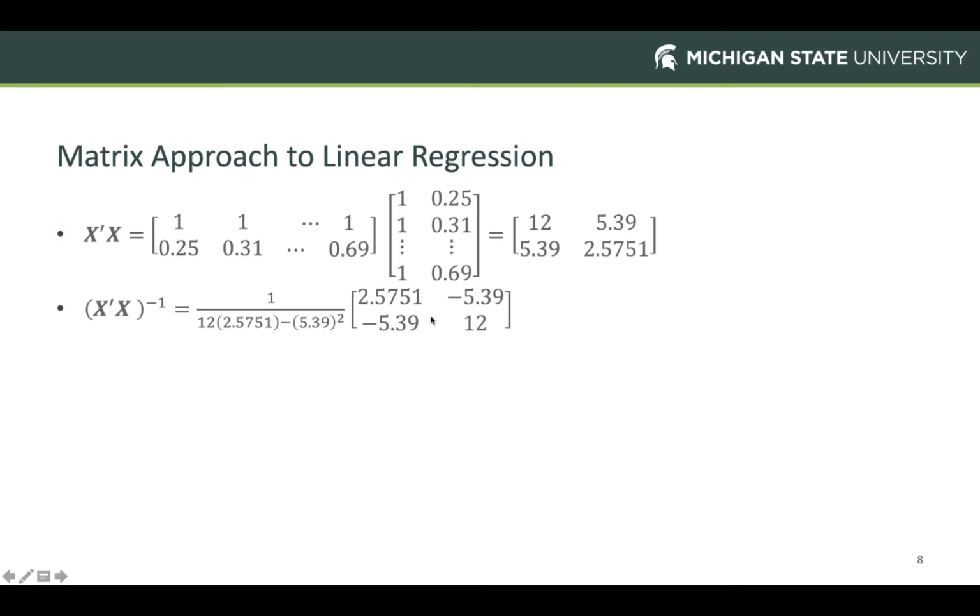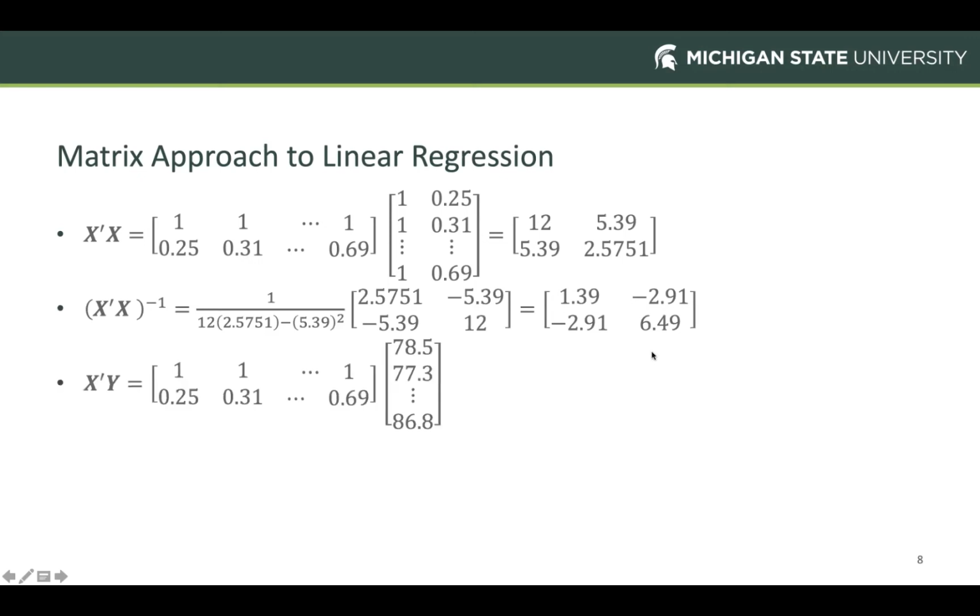And then all we've done here is swapped A and D and replaced B and C with negative B and C. And so that gives us a final matrix for x prime x inverse as shown here. Likewise, x prime y is calculated as shown here. So the top element is just the summation of our corresponding peak noise measurements. And the bottom element is just the sum of the cross products of x times y, in our case, rumble strip depth times corresponding noise measurements.